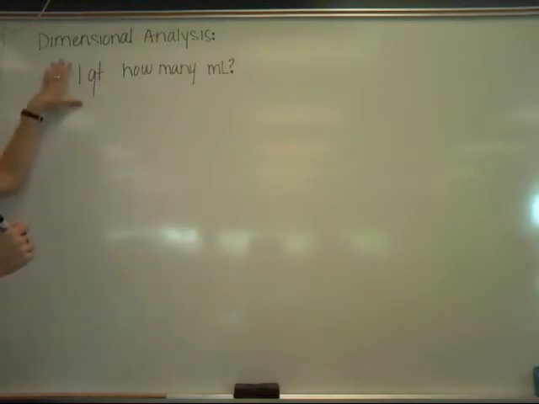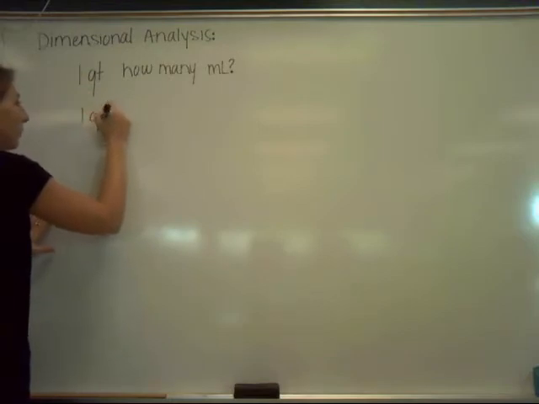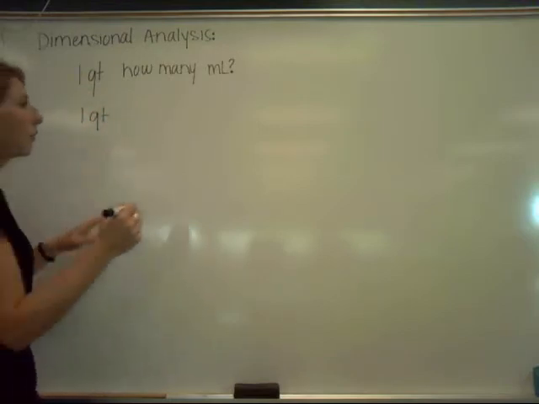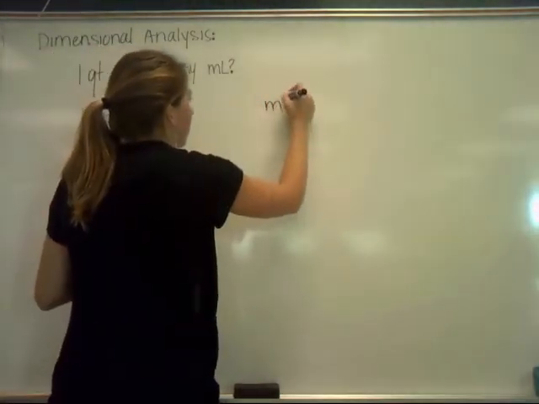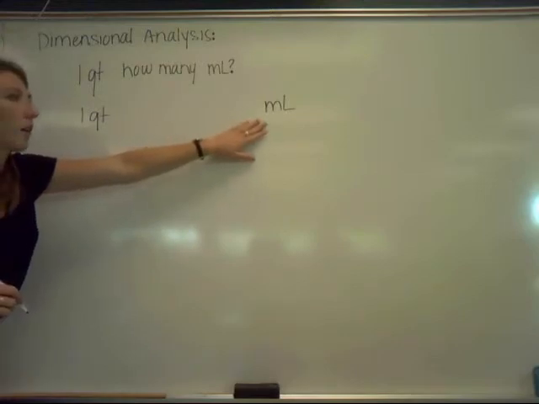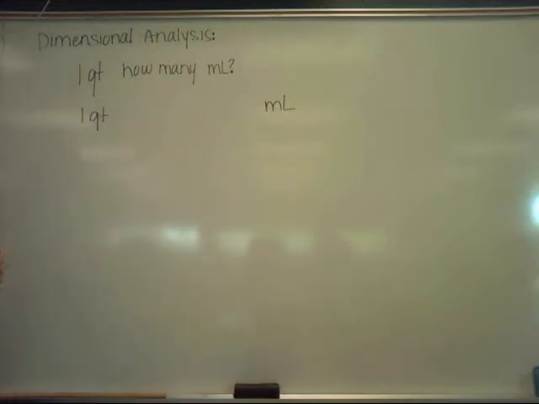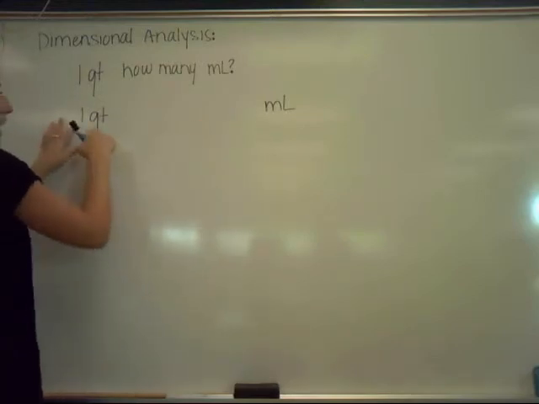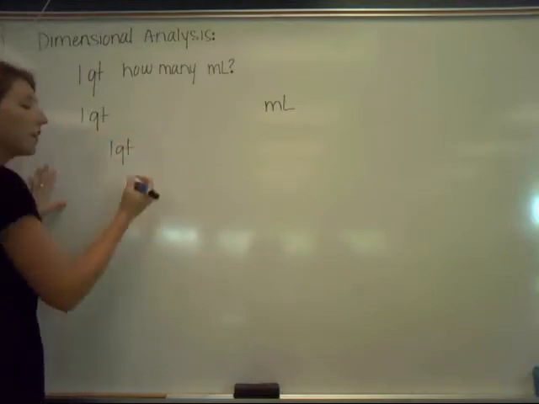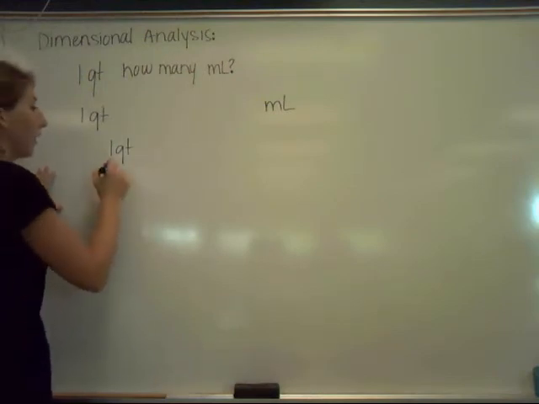Whatever you're given in the problem, like the 1 quart, you're going to pull out and put it below. I pulled out my 1 quart. Now you're going to pull out what you want to get to. My goal is to get to milliliters, so I'm going to write milliliters right there. Now where I have this 1 quart, I'm going to write it right there, and this is what my kids like to call the ugly ladder.